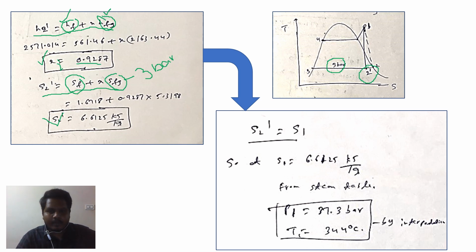Now we know that S2 dash equals S1 because it is an isentropic process. S2 dash equals S1. So the S1 value would be 6.6125 kilojoule per kg. So at this particular entropy, from the steam table we can find the pressure P1 and T1 by doing interpolation. So the pressure value is 37.3 bar and temperature value is 344 degree centigrade.